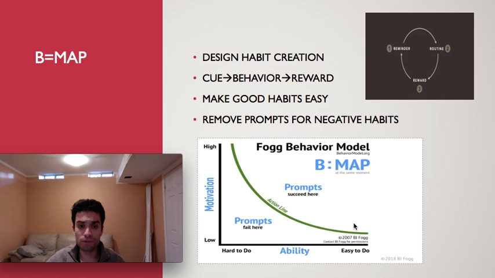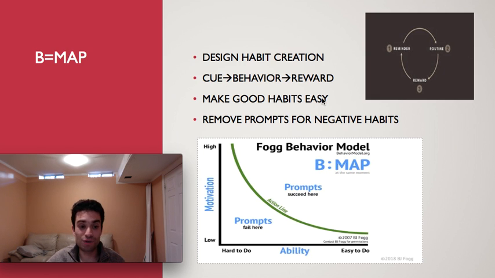The prompt will make it more likely for you to engage in a certain behavior. Once you engage in that behavior, you want to reward yourself, and we'll talk about that later. But again, for you to be able to do that behavior, to increase the probability and to be above the action line, you want to make the habit really, really easy and simple. You want to make it stupid simple. And for negative habits, you want to remove the prompts.